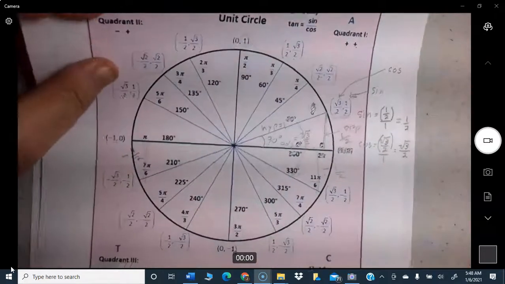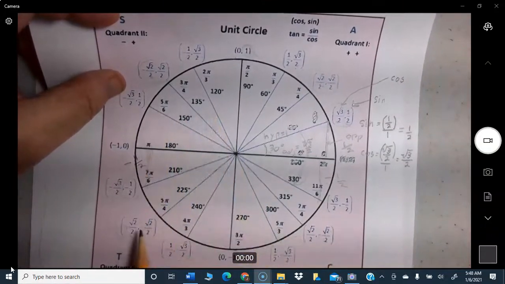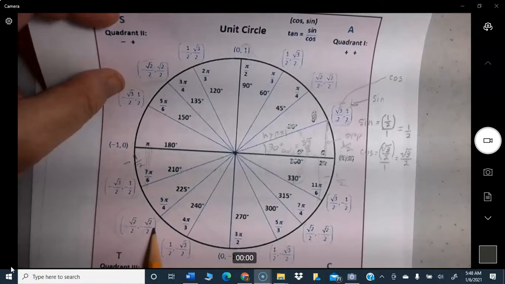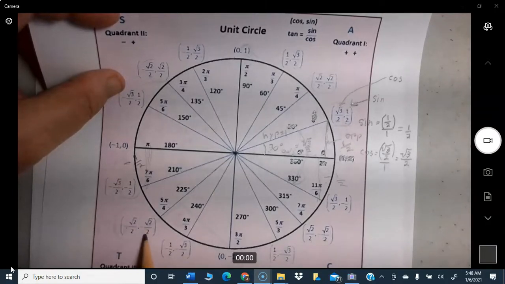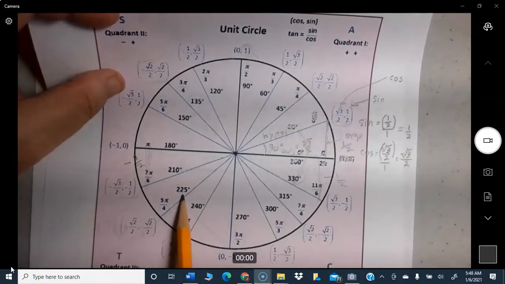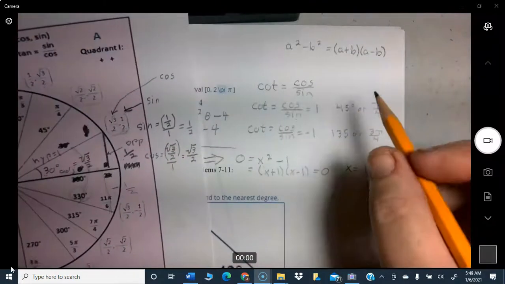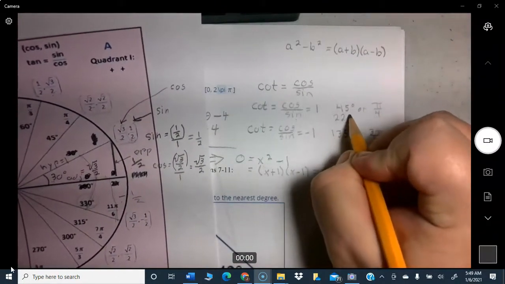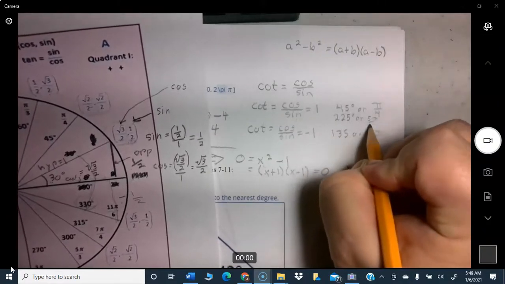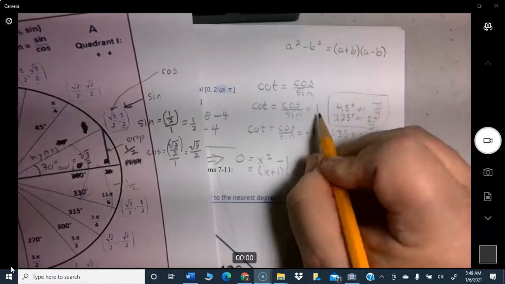Okay, but there's other places where that will happen. Let's keep going. Right down here, you have negative square root of 2 over 2 and negative square root of 2 over 2. So that's the same number over itself. That's 1. And there are 2 negative signs there, so they cancel out. That becomes positive. So cosine over sine also equals 1. So that's going to be at 225 or 5 pi over 4. So right here I'm going to write 225. So there's my answers for 1.